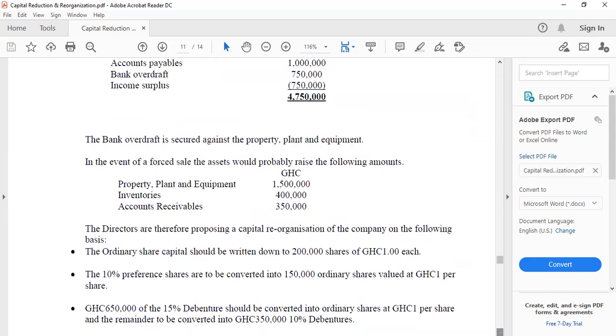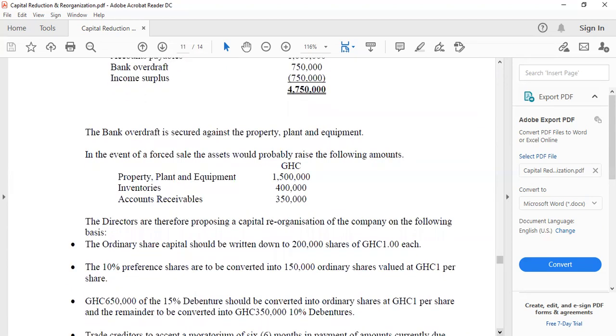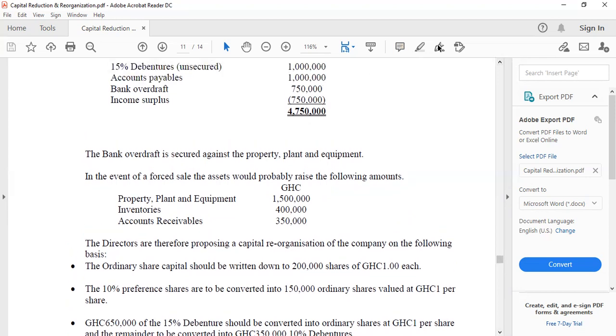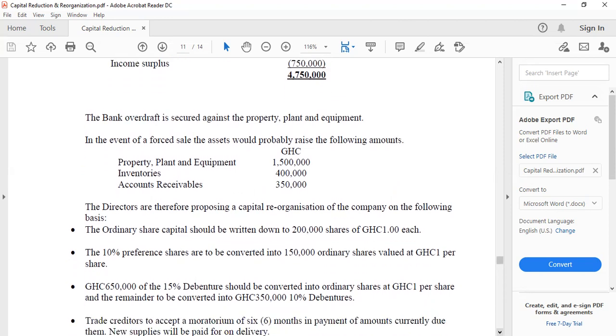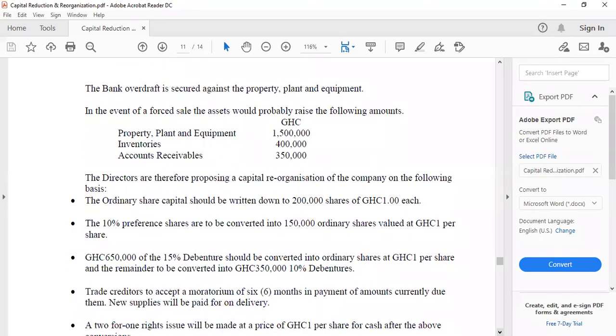The restructure will be very interesting. Let's move on. 650,000 of the 15% debenture should be converted into ordinary shares at 1 cedi per share, and the remainder to be converted into 350,000 10% debentures. So the debenture is 1 million, and they are converting 650 to ordinary shares, and now the remaining 350 to 10% debentures. There is no gain, there is no loss. We are just converting all the amount to them.